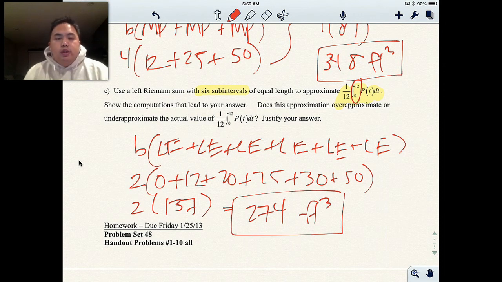Now the question is, what does the 1/12 mean? If I divide by 12, I'm taking the average per hour of how many cubic feet of water is pumped in. Hopefully you understand left, right, middle, and trapezoidal sums. It's not supposed to be very difficult. The math is very easy; you just have to remember the different formulas. For left endpoint, you start from the left. For right, you start from the right. For middle, you find the middle and find those heights. And for the trapezoid, you average the bases.